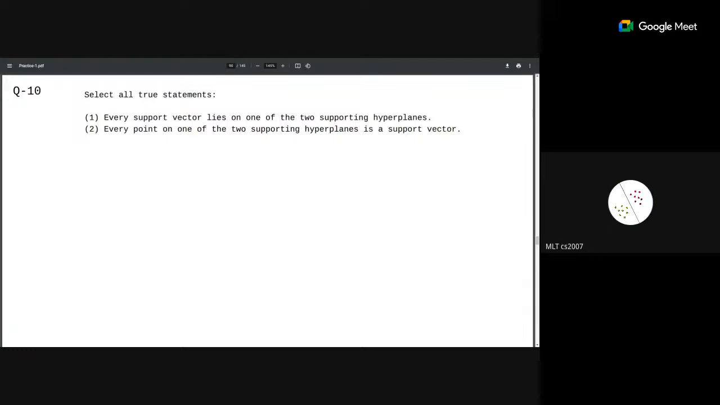Maybe I'll just do one last problem, and then we'll close here. I think you have all already seen this. There are two statements, right? The first one is true, the second one is false. Right, let's just quickly go over this.